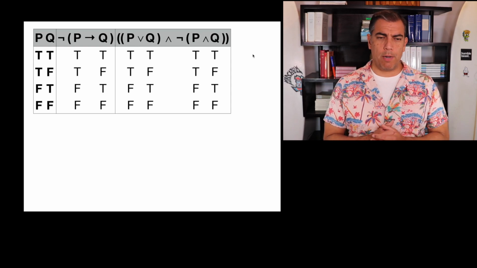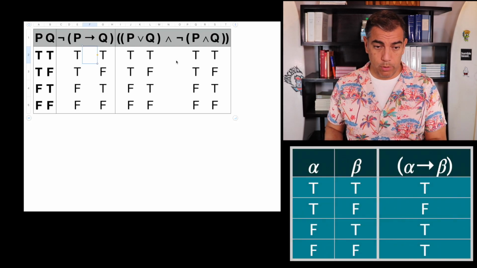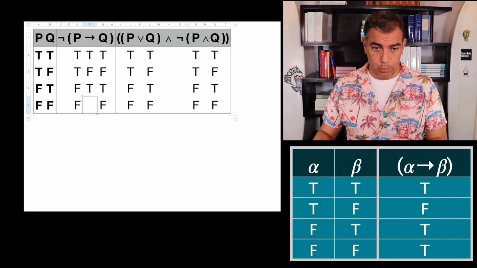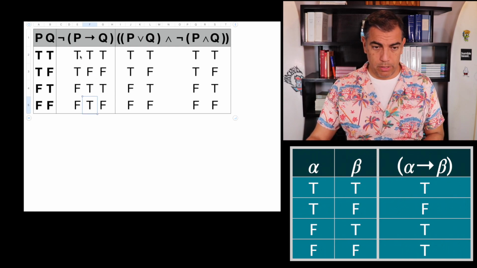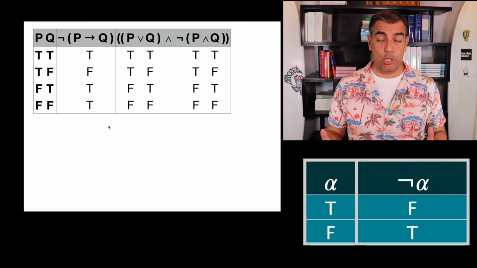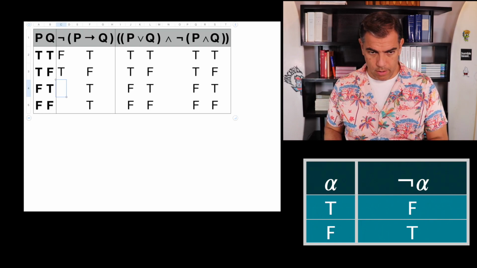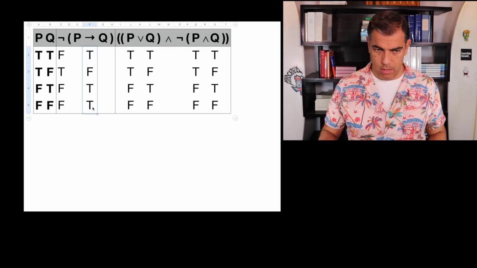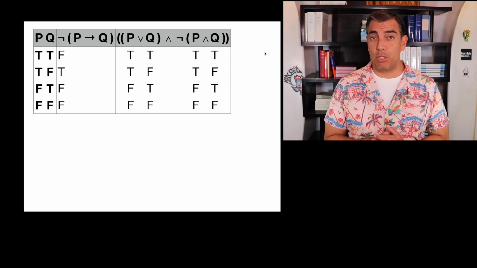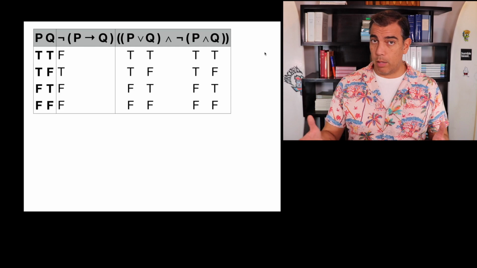In the first complex proposition, it looks like I'm gonna have to build up that conditional first. So again, I check my truth table, and it looks like the only time it's false is in row 2, because the antecedent is true, but the consequent is false. And now I have a negation of the conditional, so I'm just gonna flip the T's and the F's. And it looks like this complex proposition is only true when P is true and Q is false. Now let's check out the second one.